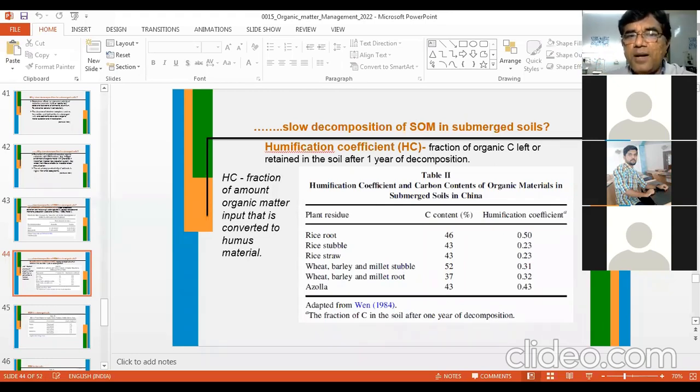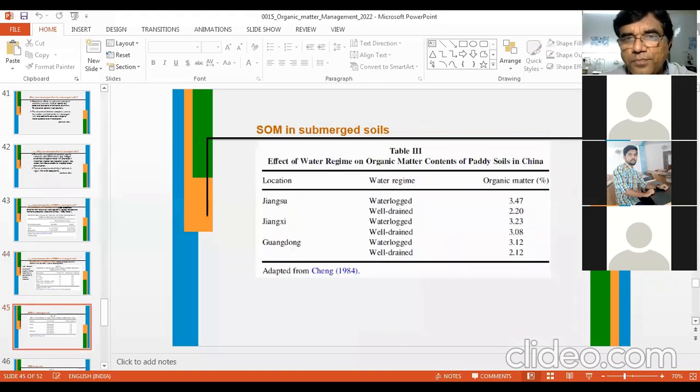So you can see values vary with the plant material. Rice root contains 46% carbon on average, and the humification coefficient is 0.5, meaning roots can be easily decomposed. But rice stubble contains 43% carbon, and its humification coefficient is 0.23. Similarly, for rice stalk, 0.223; wheat, barley, and millet stubble, 0.31; wheat, barley, and millet, 0.32; and azolla, 0.43. So these are comparative figures of humification coefficient. Don't bother about these figures. You can just remember that certain plant materials decompose fast and certain decompose slow, mainly because of differences in humification coefficient.